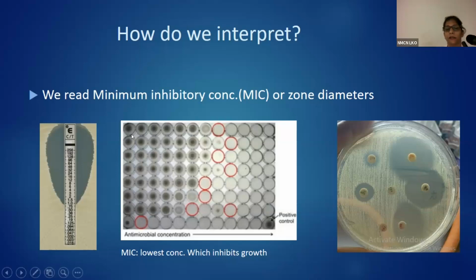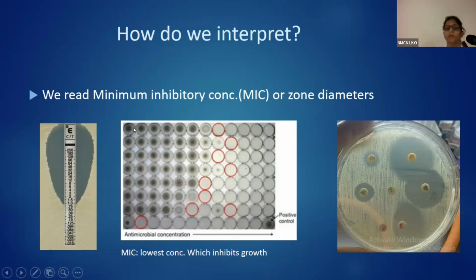You can see in the first row that wells 1, 2, 3, 4, 5, and 6 are showing growth buttons at the bottom of the well. In the next well, there is a slight decrease in growth. In the next well, there is no growth. So the lowest concentration of antibiotic which is inhibiting visible growth is considered the MIC, that is the minimum inhibitory concentration.